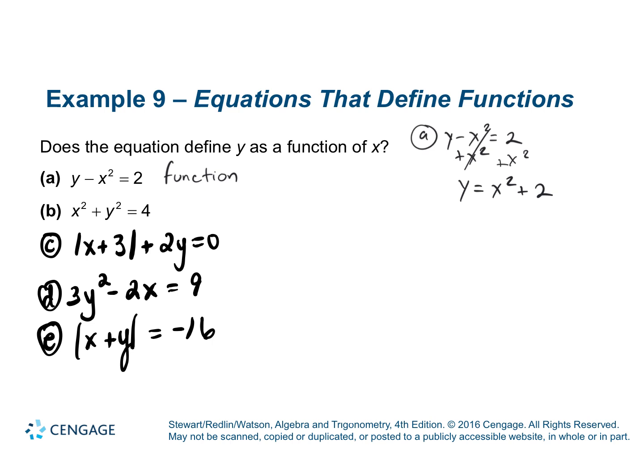Now let's look at the second one, B. Let's solve for y. We have x squared plus y squared is equal to 4. I'm going to go ahead and subtract the x squared, and we get y squared is equal to negative x squared plus 4. We have a square for the y, which is one of the rules we can't break, so this is not a function.